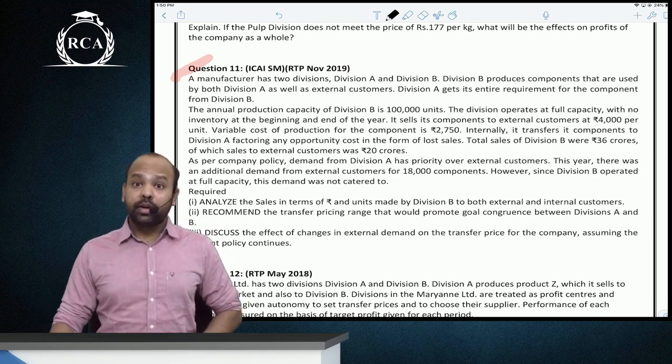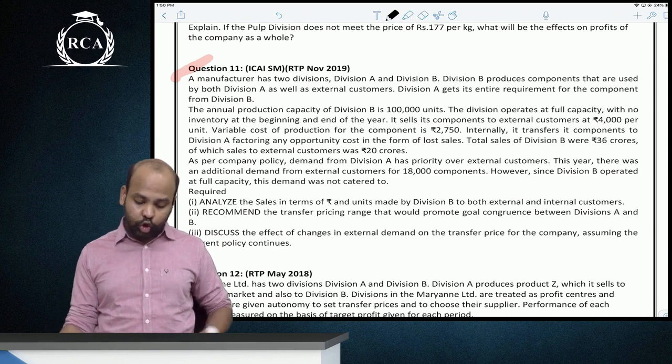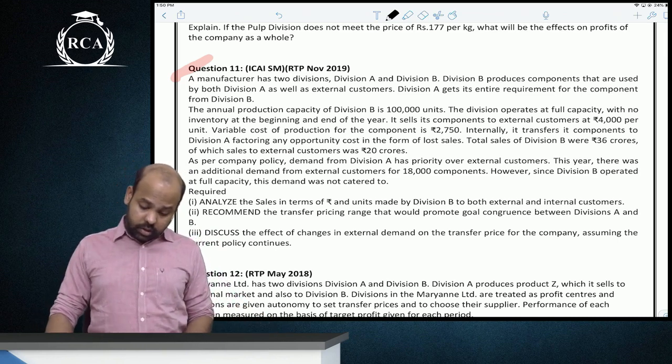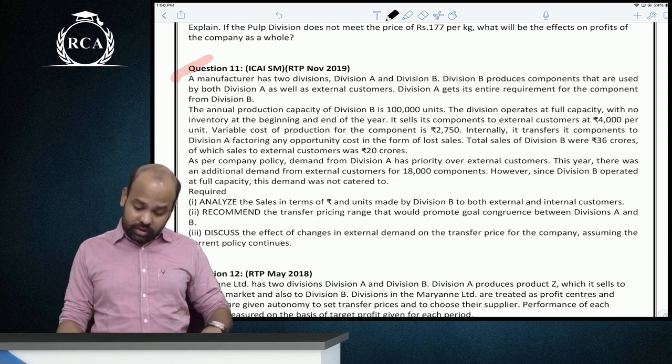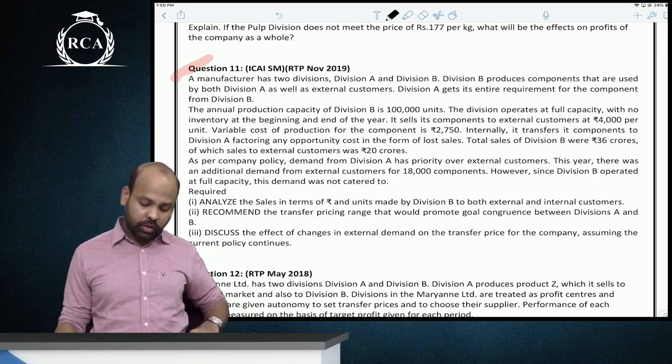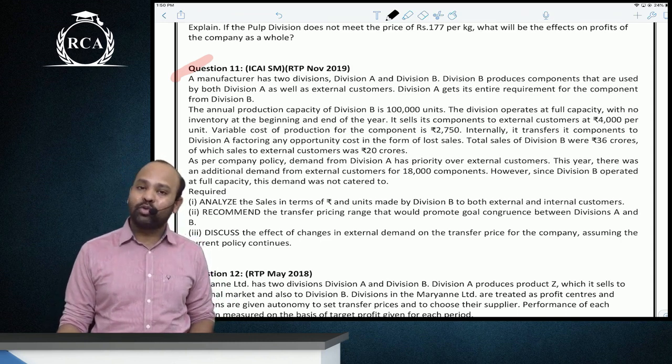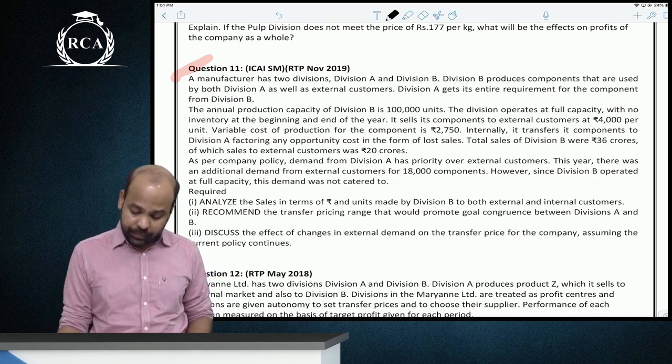The division operates at full capacity with no inventory at the beginning and at the end of the year. It sells its components to external customers at rupees 4,000 per unit. The variable cost of production for the component is 2,750 rupees.